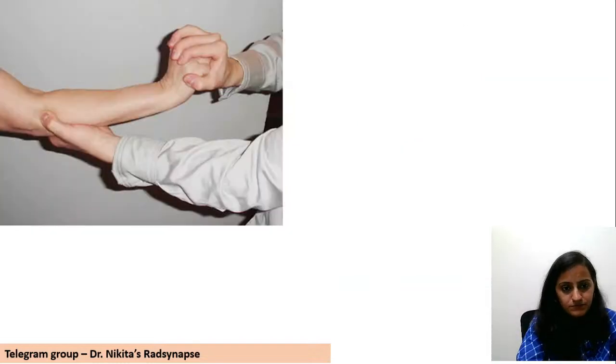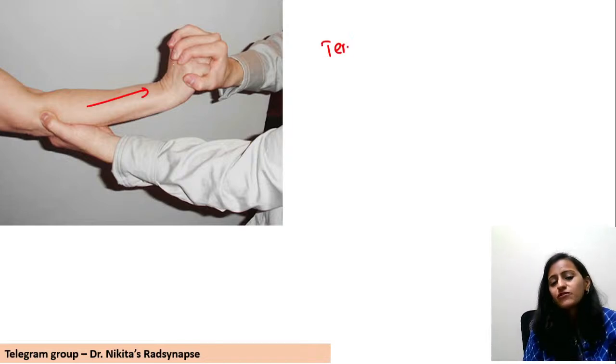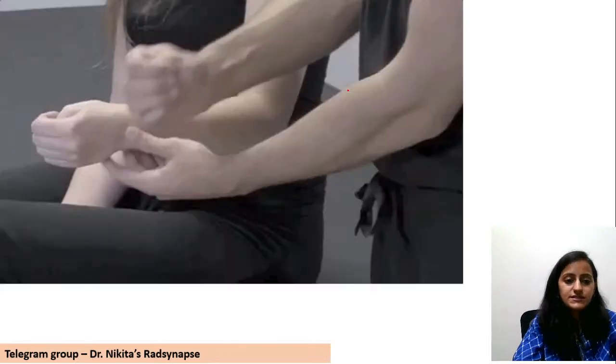Okay. So this one is going to be for tennis or golfers. This is your pronation. So this is for the tennis elbow. That is the Cozen's test. Okay, this is the Cozen's test.